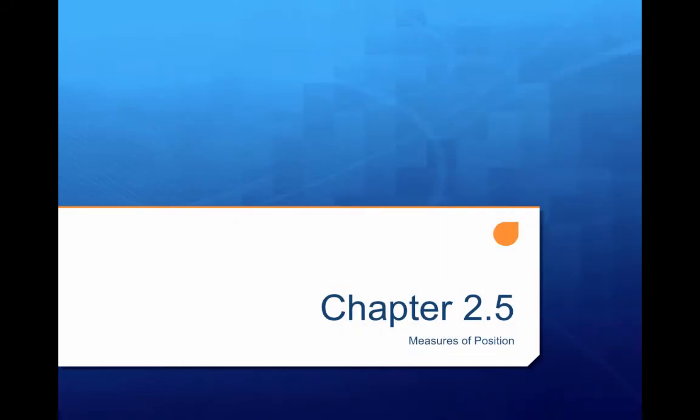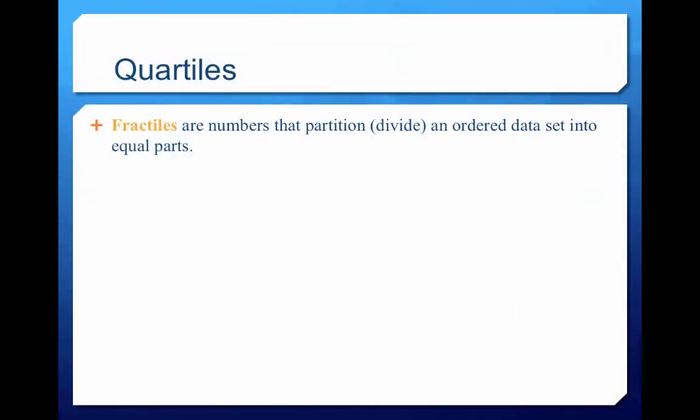All right, let's finish up the material for exam 1. And in chapter 2.5, we're going to be talking about measures of position. All right, so in a broad kind of description, fractiles are numbers that partition or divide an ordered data set into equal parts. Now, that's not really something you need to be concerned with, other than just know that there's different types of fractiles that we're going to be talking about.